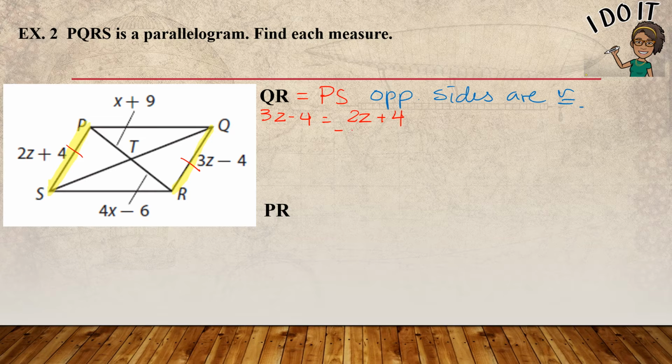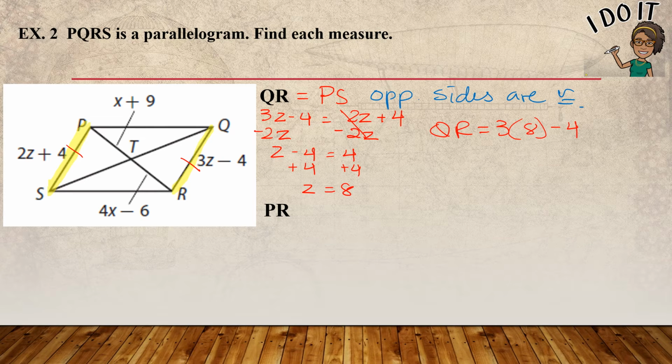Now we just solve for z, so subtract my 2z from both sides. So I am left with z minus 4 equals 4. Add 4. So I got z equals 8. But the problem didn't ask me to find z, it asked me to find QR. So QR I see is 3z minus 4, so I'm going to substitute my z for 8.